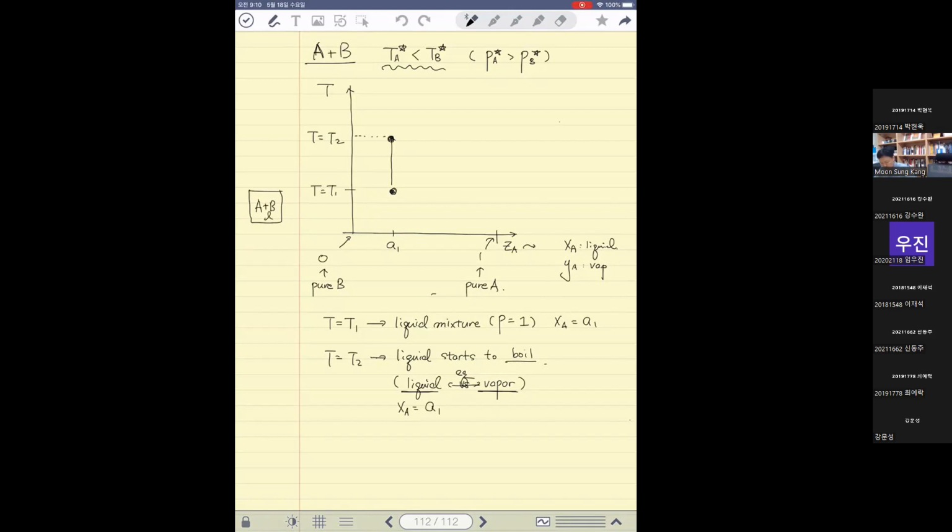They were all liquid, they were all mixed, but at this point, I'm starting to observe a vapor phase or boiling, something going on. A plus B, liquid. Now I have, I don't know what this is, but I have a vapor phase here. Something's boiling. And the composition here is going to be A1. And what about the composition here? Let's say the composition here is A1 prime.